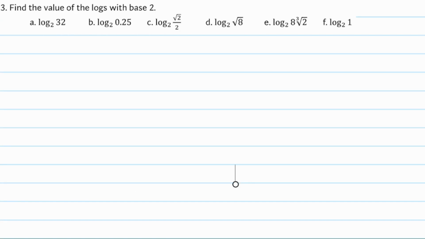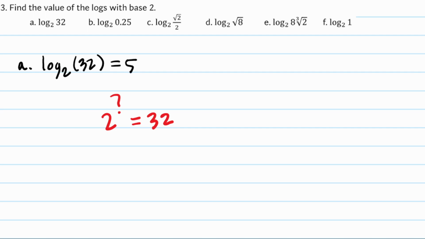All right, number 3 is going to be very similar. Take some logs, but this time the base is 2. Right, so log base 2 of 32. I'm thinking to myself, 2 to which power equals 32? Okay, 2 to the 5th power is 32, so this log is equal to 5, because the log is the exponent that I use to get what I want.